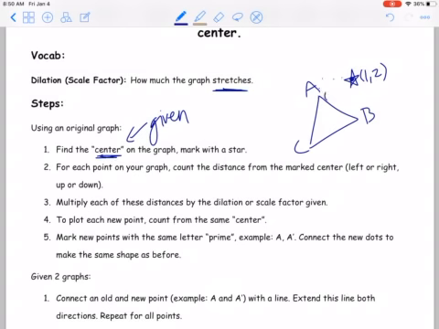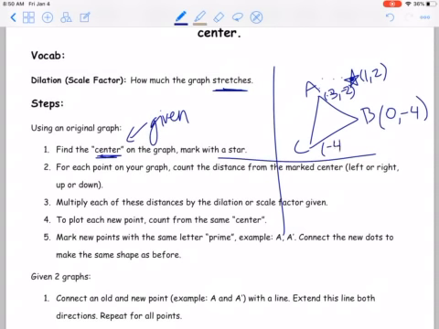So like this one might be -3, -2, even though the grid is over here. This one from the center might be left and right 0, but down 4. Okay, and then this one, let's say you go over 3 or 4 still, from the center and down 6. So we use those points when we want to stretch it. So the dilation given will be your multiplier. So let's say it was 3 times as big.